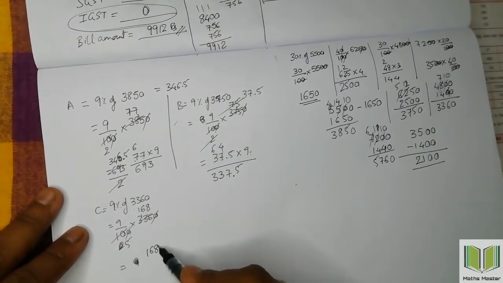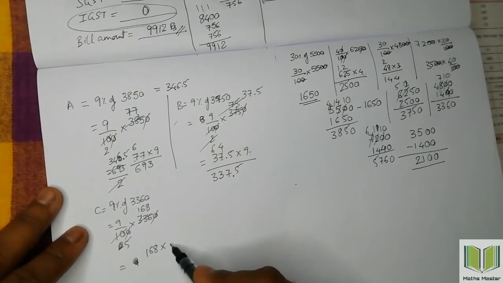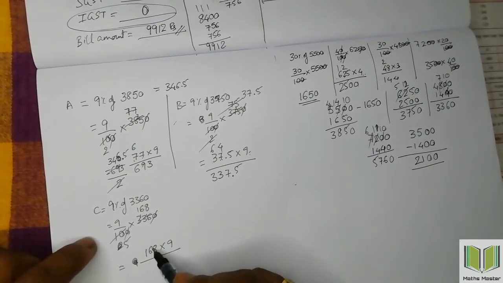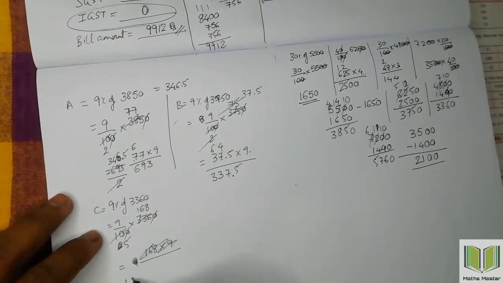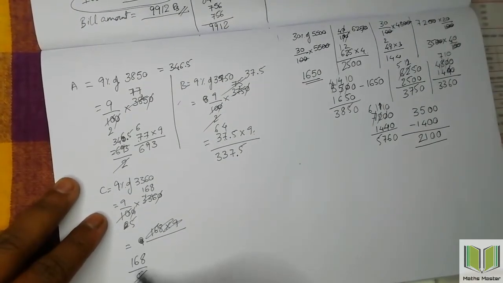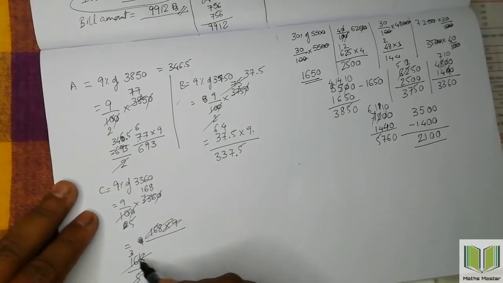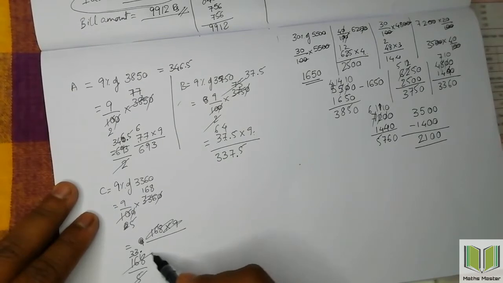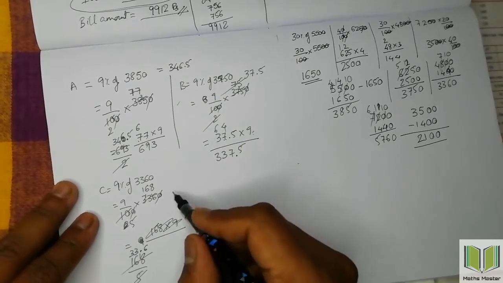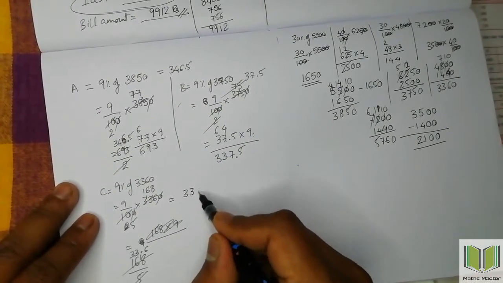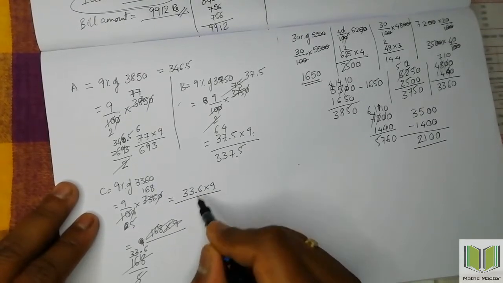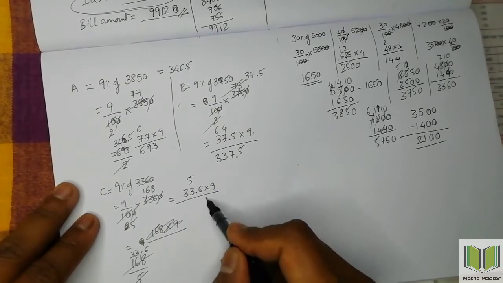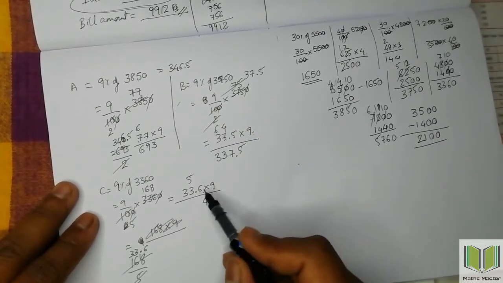So 168 into 9 will be a bigger answer. Let me solve it one by one. Take 168 by 5, which will be equal to 33.6, into 9. 33.6 into 9 will be equal to 9 times 6, which is equal to 54.